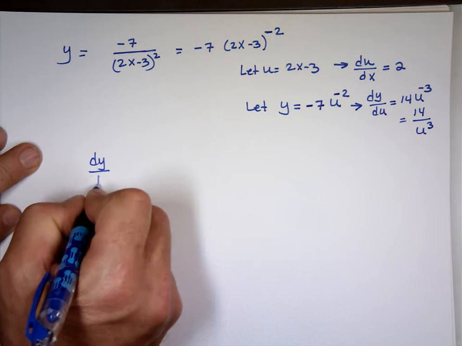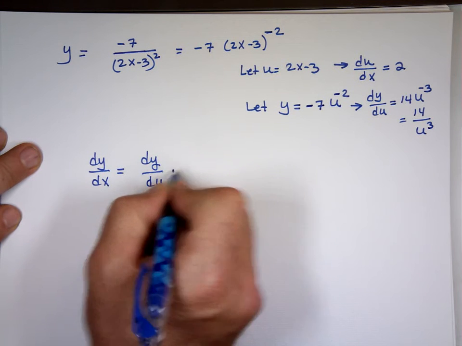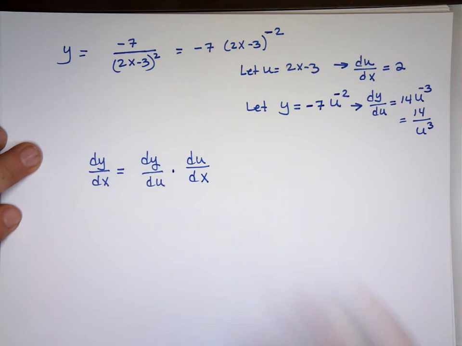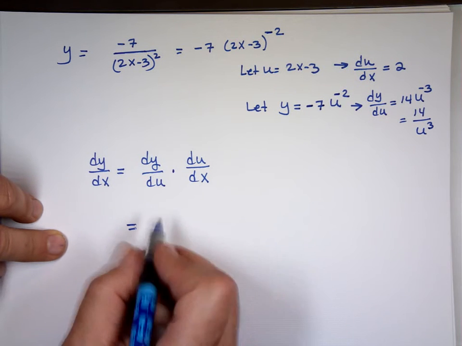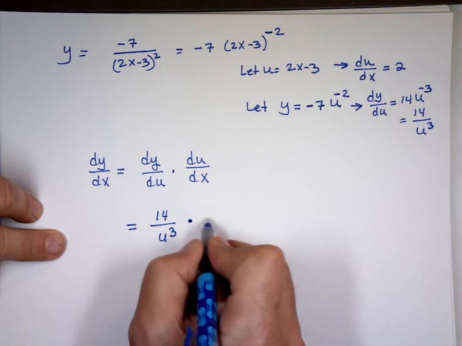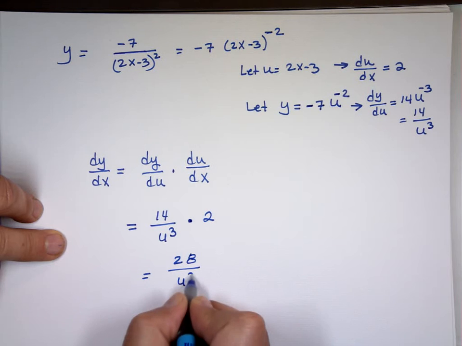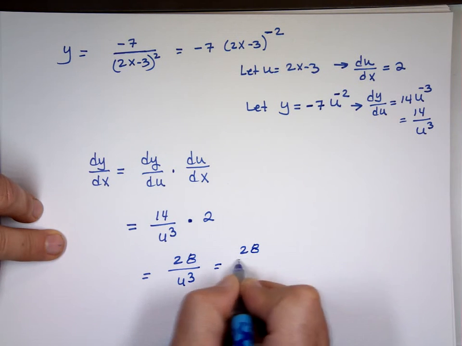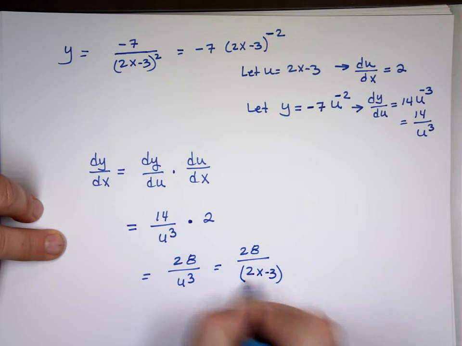dy dx equals dy du times du dx. dy du, what's that? 14 over u to the third times du dx, which is what? 2. 28 over u to the third, and what's the last step? 28 over 2x minus 3 to what power? 3.